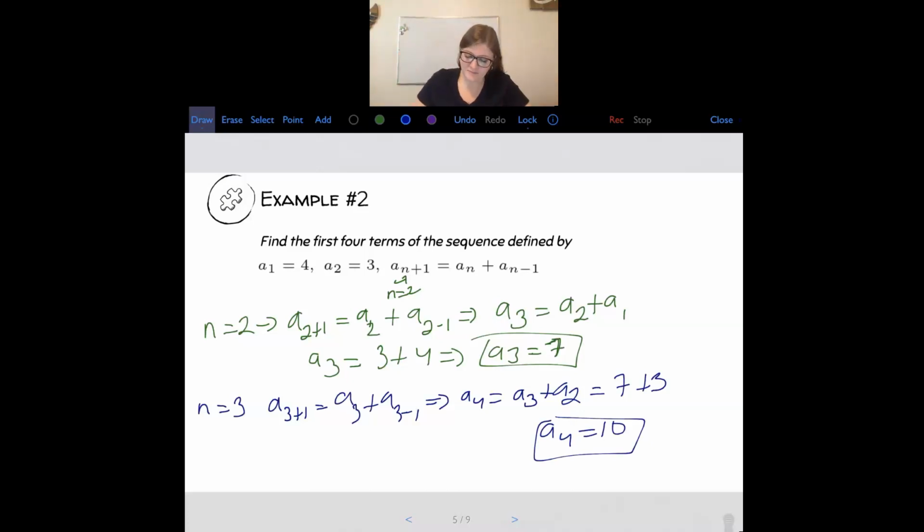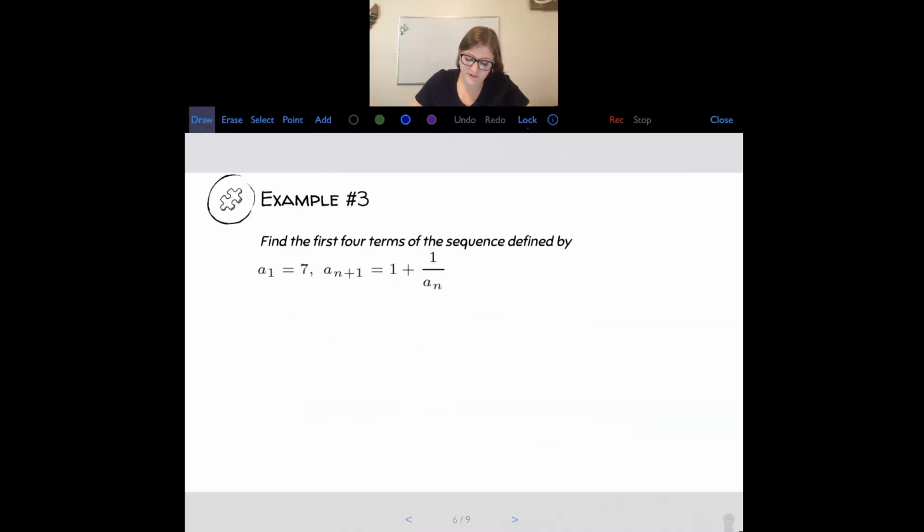Next, our third example: find the first 4 terms of the sequence defined by a sub 1 is equal to 7, and then our formula for the general term is a sub n plus 1 is equal to 1 plus 1 over a sub n. So we have 1 over, which means fractions are going to come into play. So we need to find the second term.